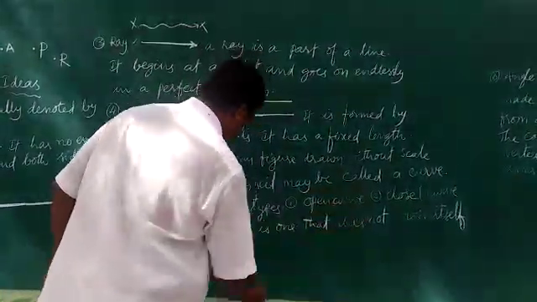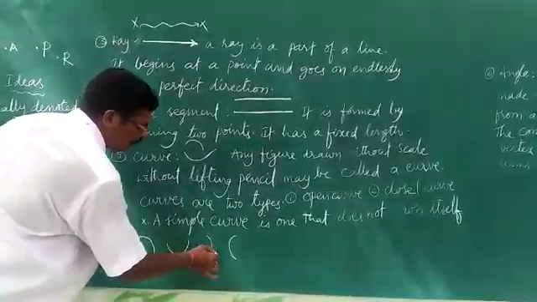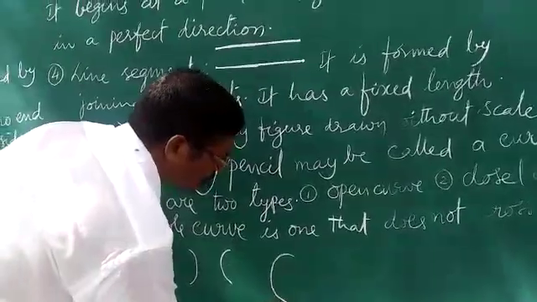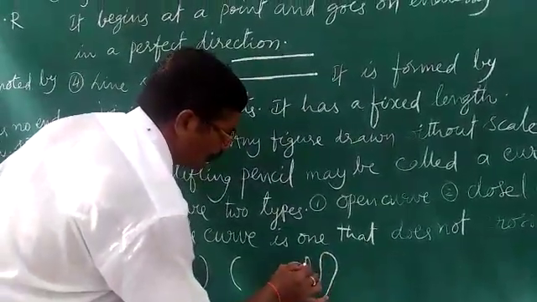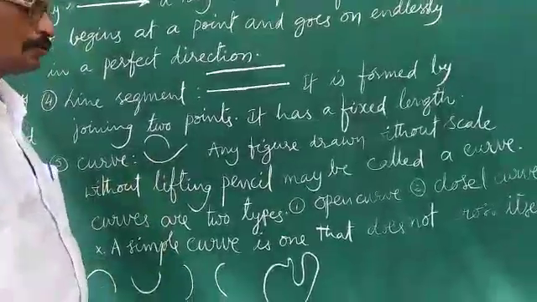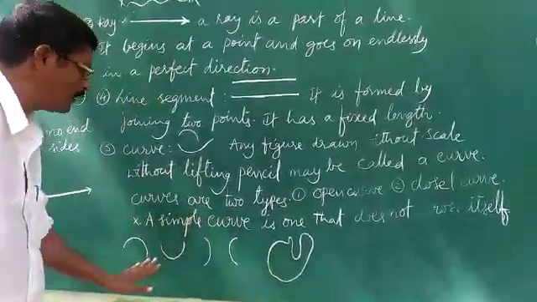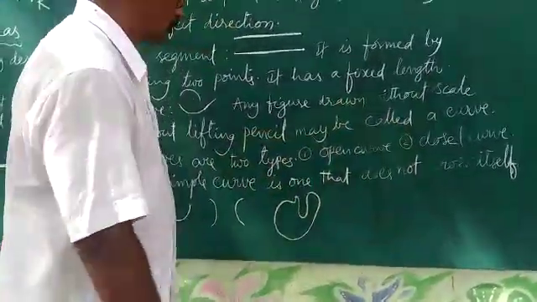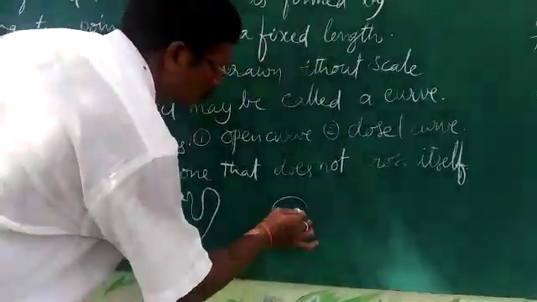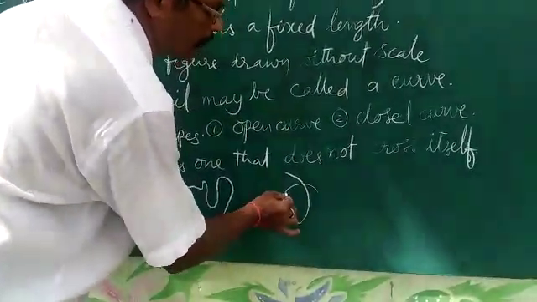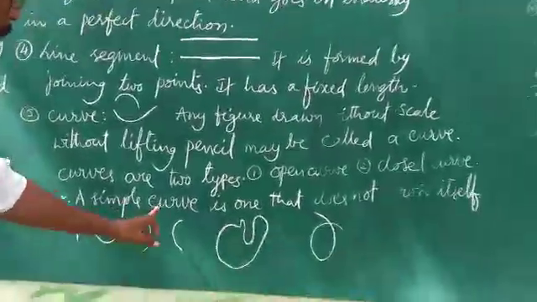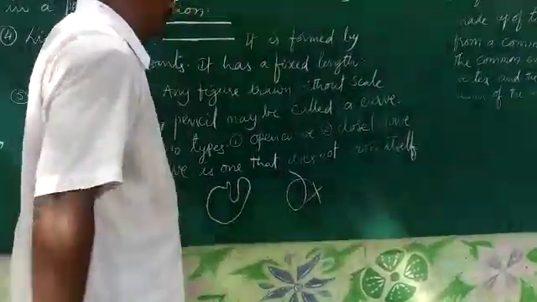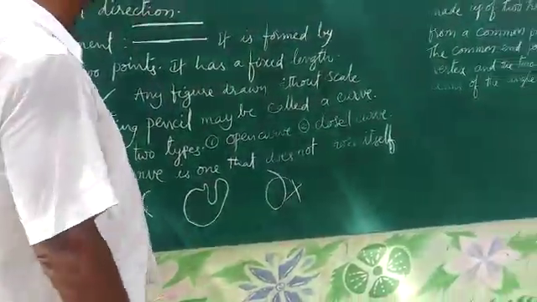One is open curve. These are all open curves. Closed curve means it was closed. So this is a closed curve. This is an open curve. A simple curve is one that does not cross itself. Cross means like this. This is crossed. So this is not a simple curve. Okay. This is the curve.